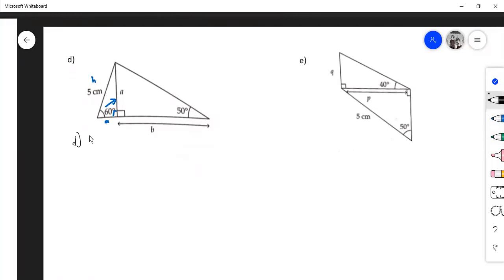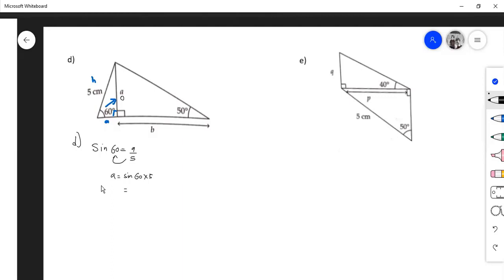In our formula, let's see what we have. We have our opposite and hypotenuse. Basically, we want to find our opposite and we have our hypotenuse. So for opposite and hypotenuse, the best formula will be sine. So sine 60 equals A over H, which is 5. The 5 I shift there, my A is going to be sine 60 times 5. Sine 60, if I'm not mistaken, is root 3 over 2. Yeah, it's root 3 over 2.